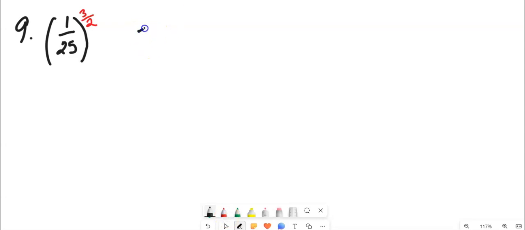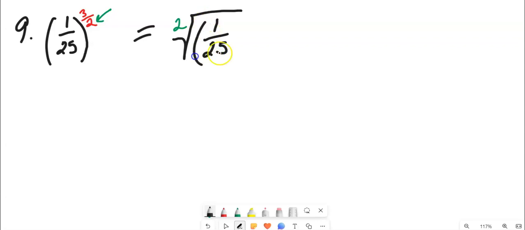The hardest part about number 9 is setting it up. As soon as you see a raised to a power, you know that the other way to express it is with a radical symbol. Whatever's in the denominator is written out here, outside on the radical symbol. So inside the symbol is 1 over 25, and what's written in the numerator is to the third power. That's how we set it up.